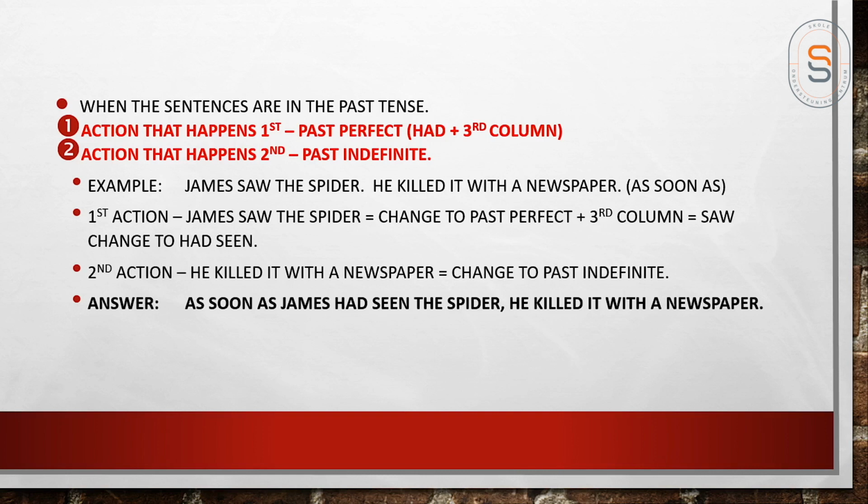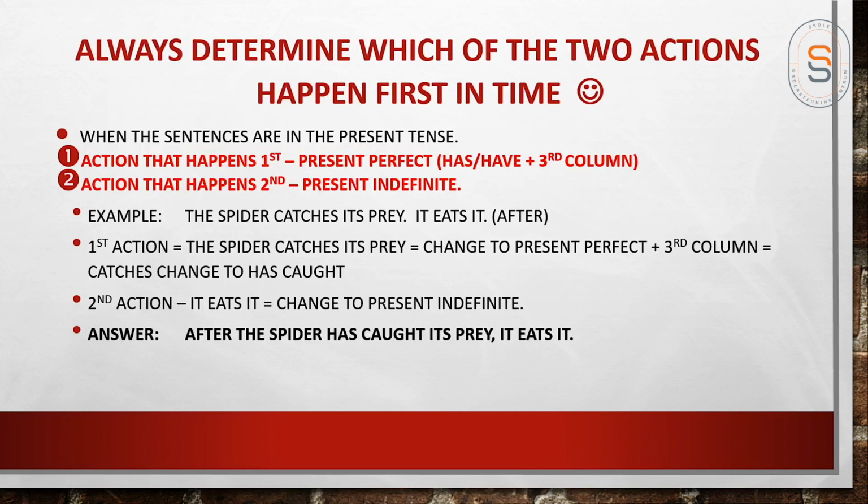Right, let's quickly recap. These are conjunctions, and the conjunctions we are working with are after, when, before, as soon as. Step one, determine which of the two actions happens first in time. Step two, check to determine in which tense we are working. If we're working in the present tense, my first action must change to the present perfect. So has for singular, have for plural, plus the third column. And then my second action must change to the present indefinite.